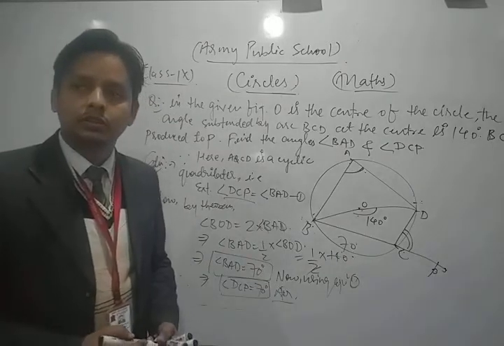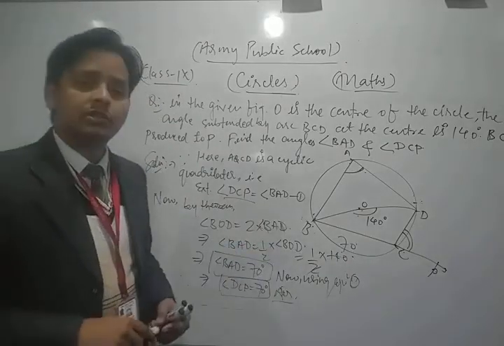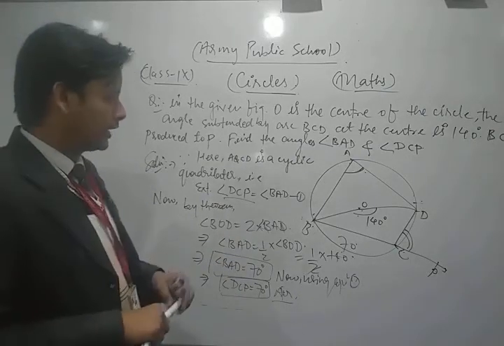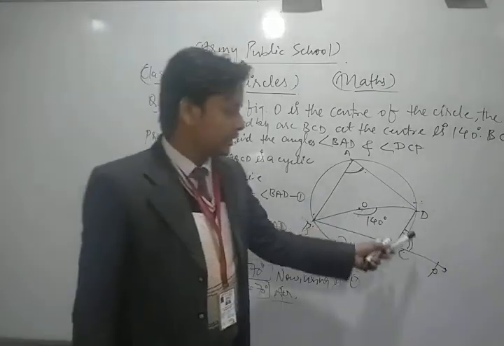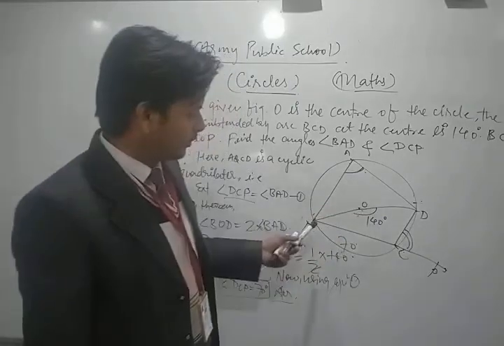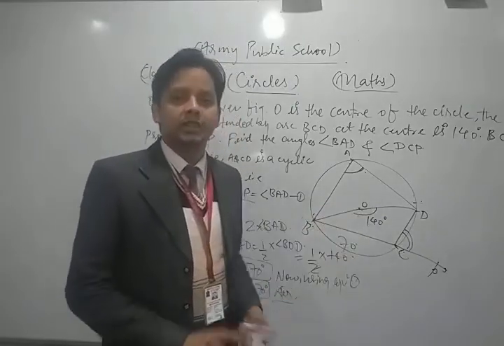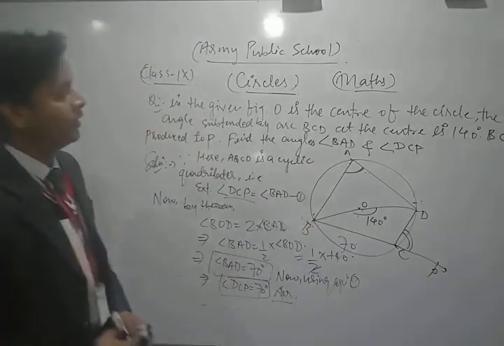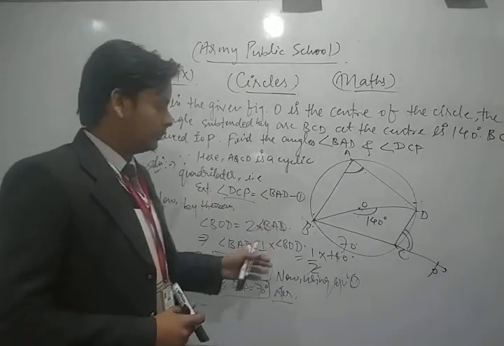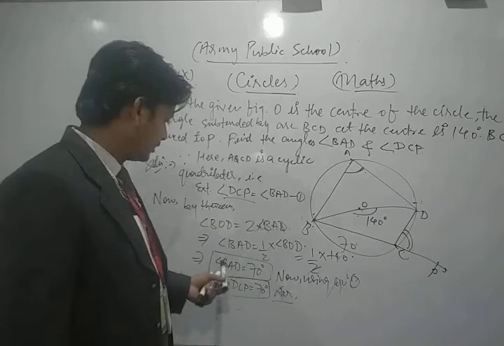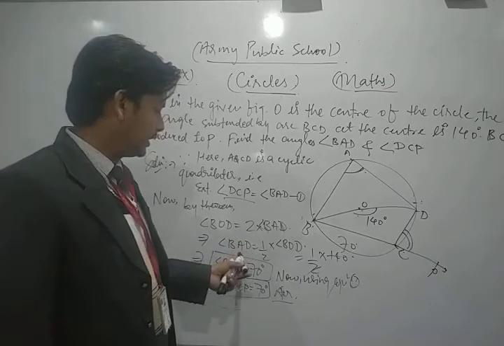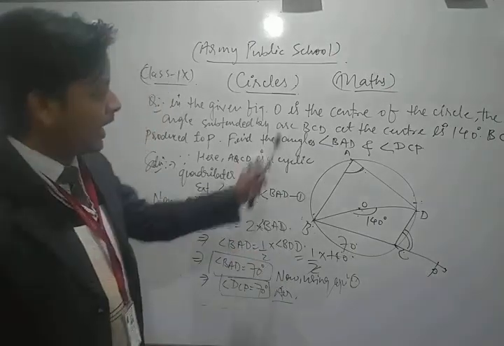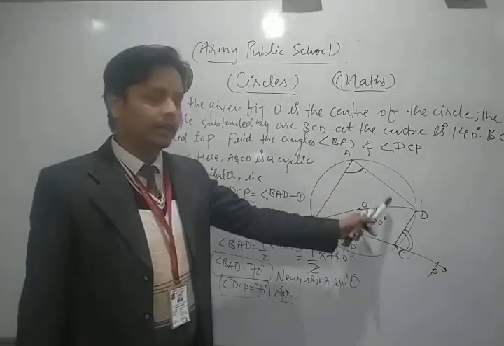So dear students, this is the method to solve the questions based on cyclic quadrilateral. This is one of the most important theorem questions based on cyclic quadrilateral. First, we apply the property that the exterior angle is the same as the opposite interior angle. Second, we know that the angle subtended by an arc at the center of the circle is double the angle subtended by the same arc at any remaining part of the circle. So according to that theorem, angle BOD is equal to 2 times angle BAD, and from there angle BAD is equal to half of angle BOD. So from there we find angle BAD, and angle DCP is the same as angle BAD.